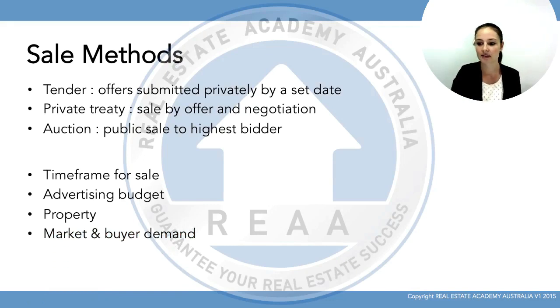Market and buyer demand. In some marketplaces, auctions just simply don't work. Now that might be a bit of a controversial statement. However, if there isn't enough buyer demand, vendors and buyers may not respond well to them if they're not educated on the auction process. So it just really depends on your marketplace as to what the best method of sale is going to be, and also what the vendor is comfortable with. If they've previously had a bad experience with an auction, then they might prefer to do a private treaty sale, or vice versa. So what are the benefits of auction versus private treaty?